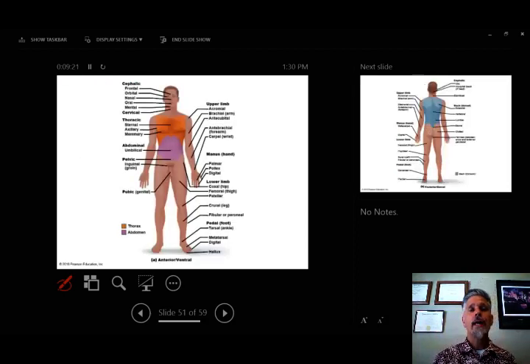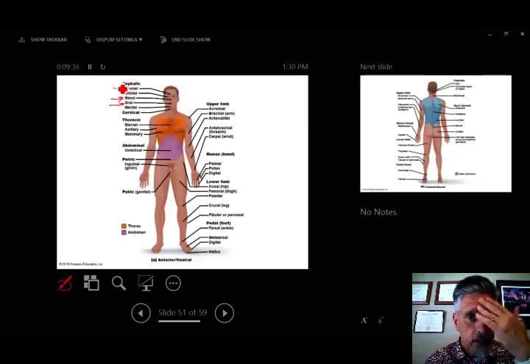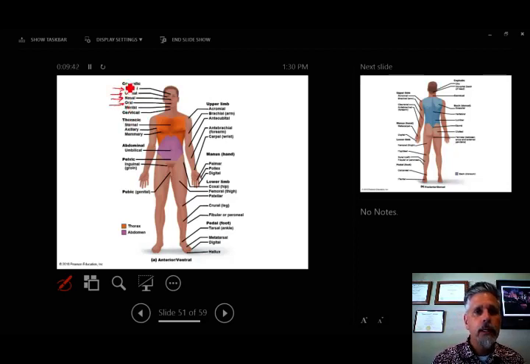So if we look at this, we can see that there's a number of different specific regional terms. Terms that refer to particular areas. Nasal, you got that one. Oral, you got that one. Frontal refers to, this is the frontal bone here of the cranium, so this is frontal. Orbital is the eye socket. Now when we see cephalic here, cephalic means head. So these are all specific little areas associated with the head.